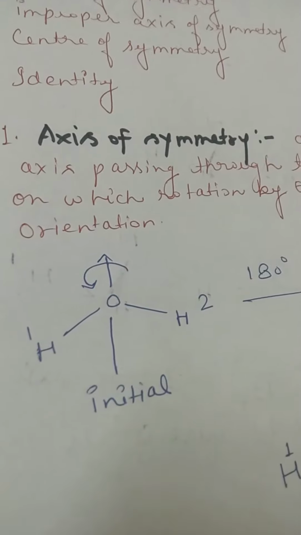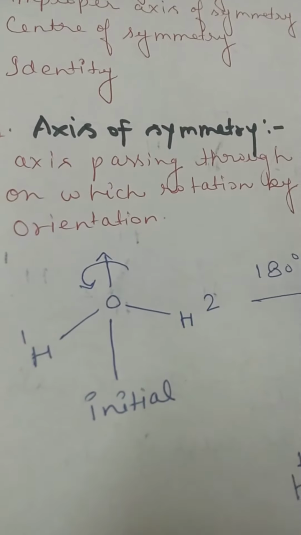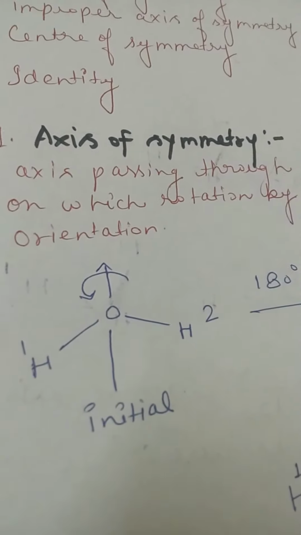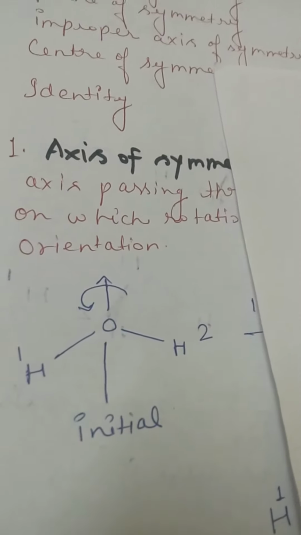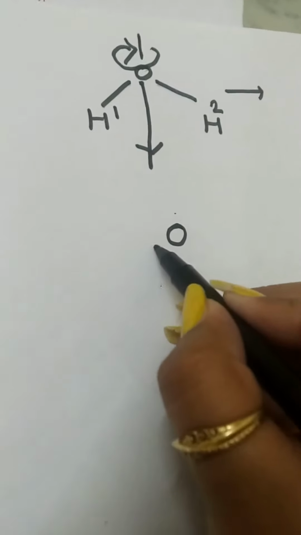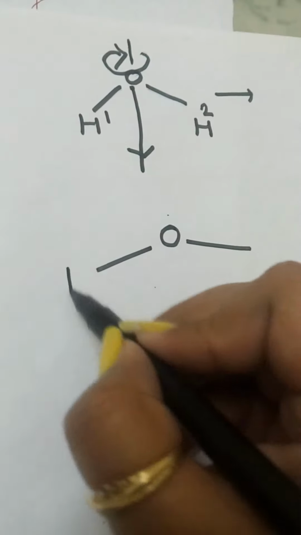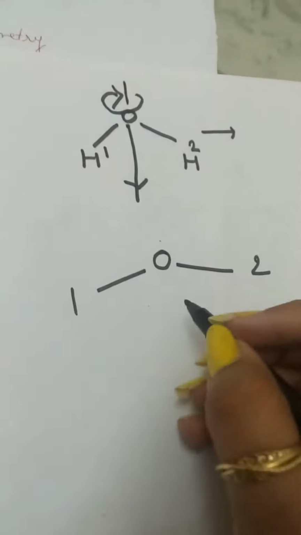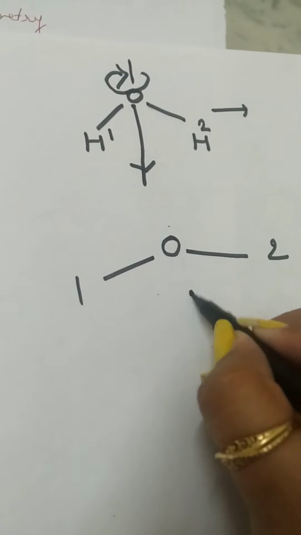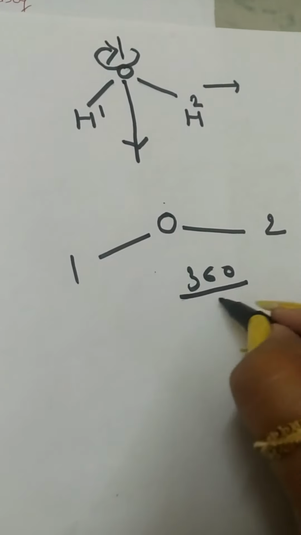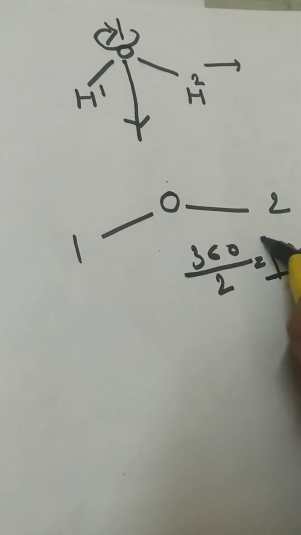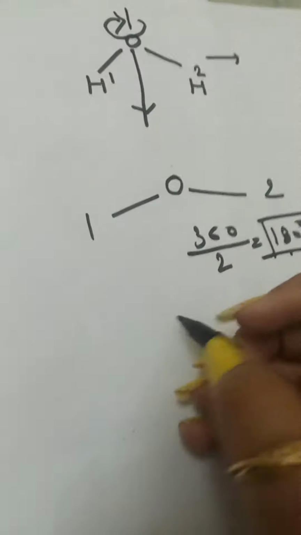It is very simple to decide by which angle we have to rotate it. Suppose this is our central atom, oxygen, and we have 2 elements surrounding it. We will rotate it by 180 degrees, dividing 360 by 2, because we have 2 elements around it. So this is our angle, and we have to rotate it by this angle.